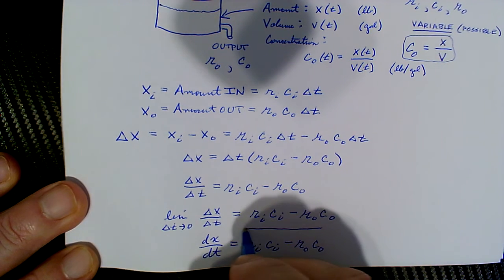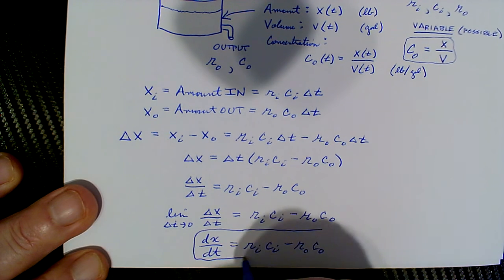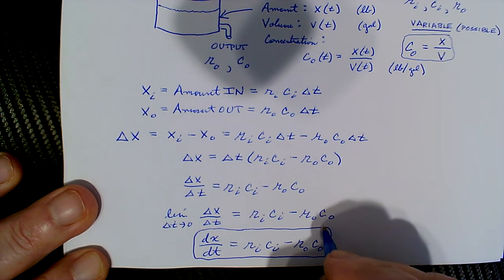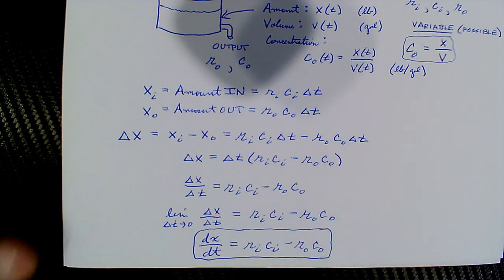Okay, so that's our main formula. That's the development of our formula. So when we have these mixture problems, that's the primary formula that we're going to use. So we have to identify rate in, concentration in, rate out, concentration out, and realize the concentration out could be a variable, X over V.